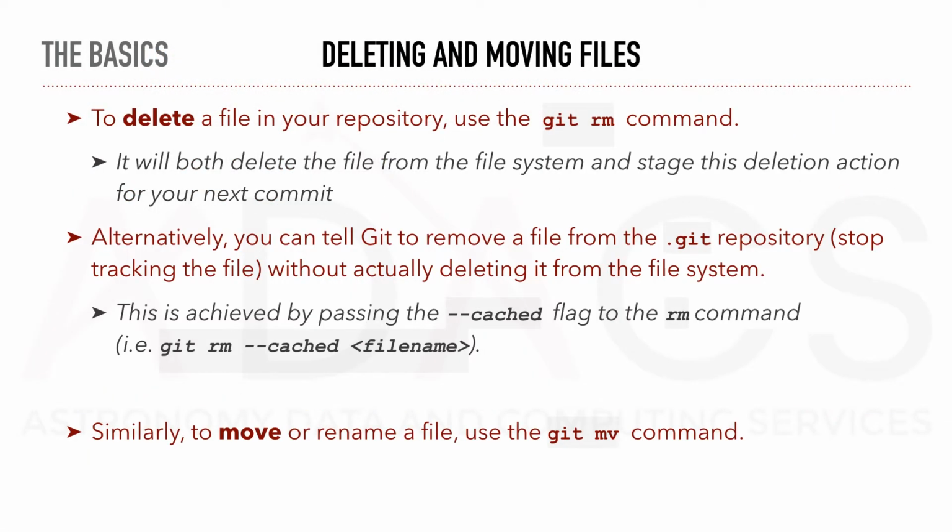To delete a file in your repository, use the command git rm. It will both delete the file on your system and stage it for deletion on the next commit. Alternatively, you can tell Git to remove a file from the Git repository without actually deleting it from the system. This will be done using the command git rm --cached. Similarly, to move or rename a file, use git mv.